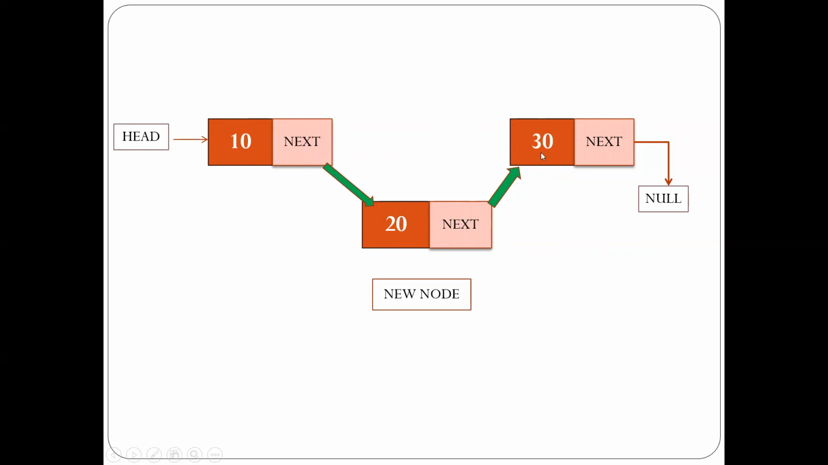So if we want to do this, then for this purpose, first what we have to do here is traverse the list till this 10 here. If I want to insert this 20 after this 10 here, that means first I should know where this 10 is present. Then what I can do here is establish the link between the 20 and the 30 and the 10 and the 20 here.